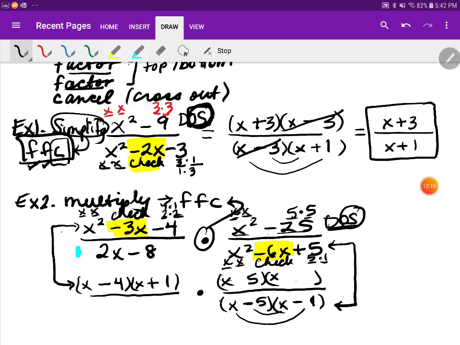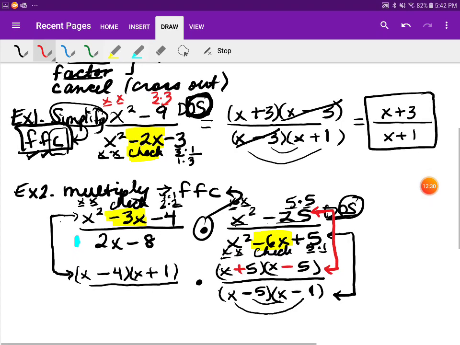So x and x, 5 and 5. And this one, I'll do in red just so you can see it better. Basically, this top becomes the new top. And then dose, meaning opposite signs. One's a plus and one's a minus. It doesn't matter which way. You can have the minus and then the plus also. Okay, so there's only one left that we haven't factored, which is the denominator on the left side.